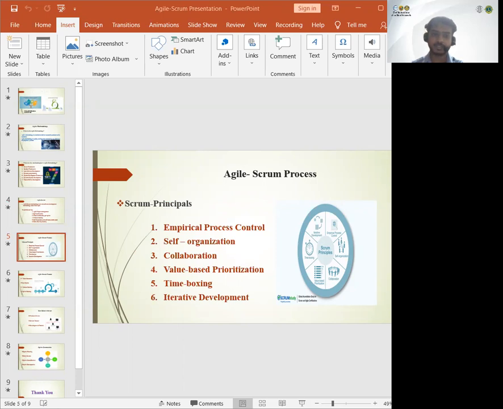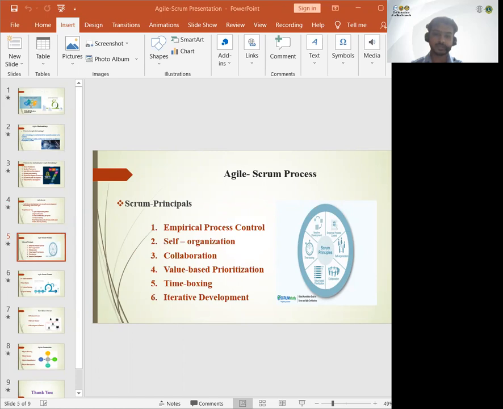Second one is self-organization. It means nobody tells the team what to do. There is no single authorized person in the project. Next one is collaboration. Without any commands, everyone works in collaboration. Next one is value-based prioritization. When a software team develops many features, the customer is free to prioritize those features based on value. The value is delivering the product to the client early.